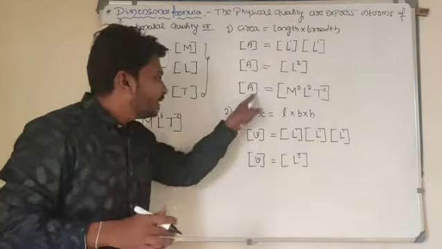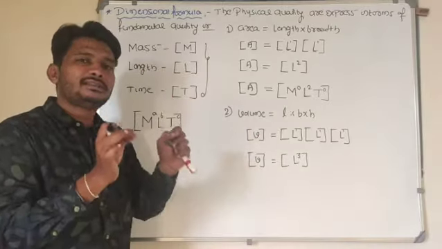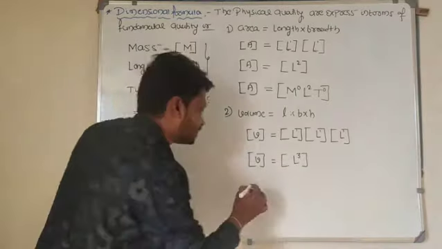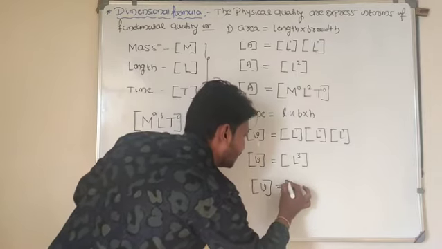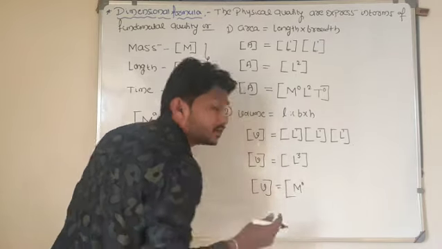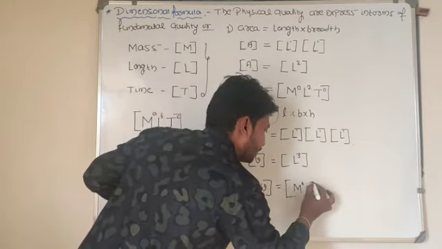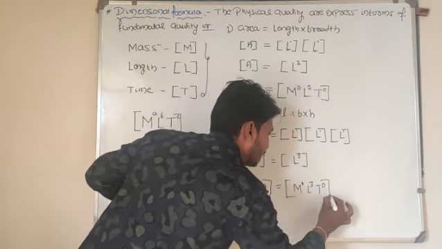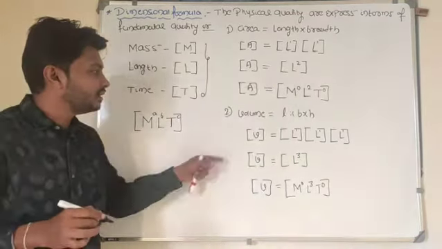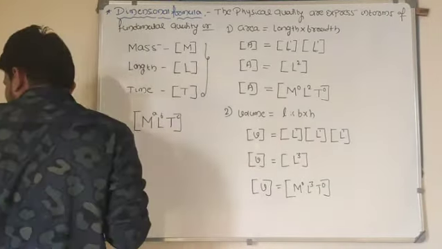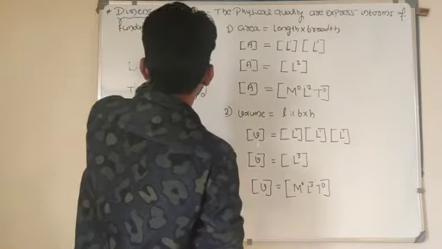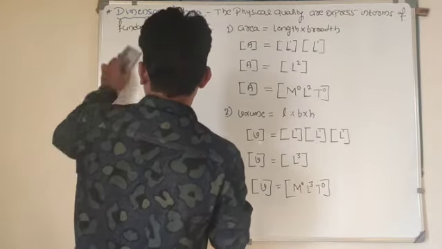In order to express volume, is there any mass term? The mass term is not there. If the mass term is not there, what shall I write? M to the power of 0 of course, L to the power of 3, and T to the power of 0. This is the way to write the dimensional formulas for physical quantities. Let me give some other examples. I am taking a small example with you.